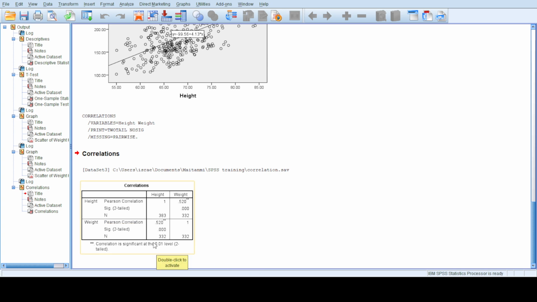This means the total value, and we also have the total value of our n here. We have weight and height here, and there are two other things that we should take note of. Where we have a double asterisk, it shows there is a point we need to take note of. So we need to report that the correlation is significant at the 0.01 level, two-tail. We have to take note of that.